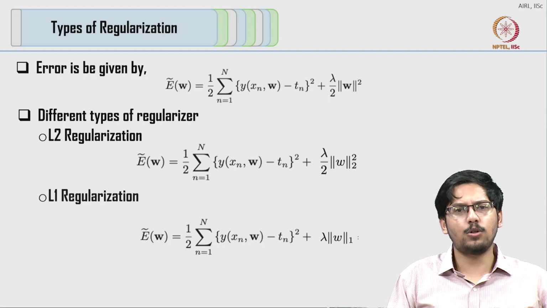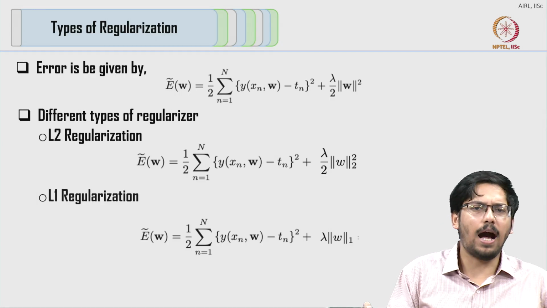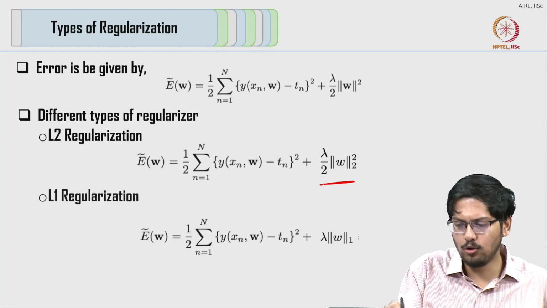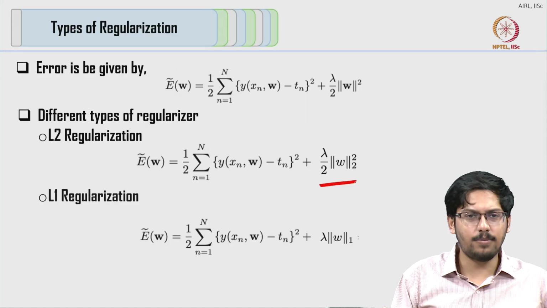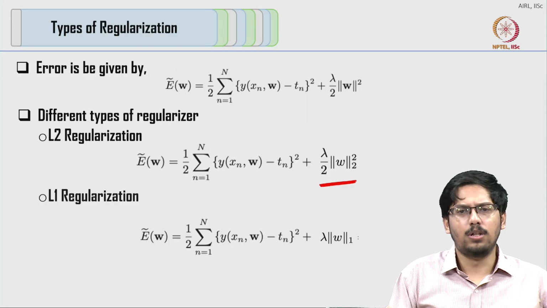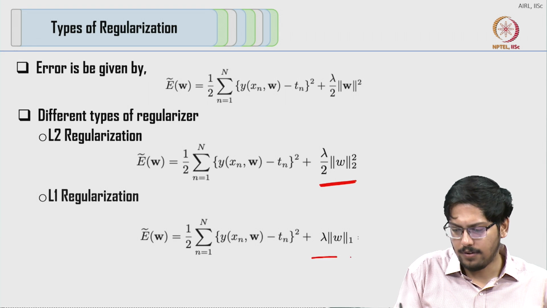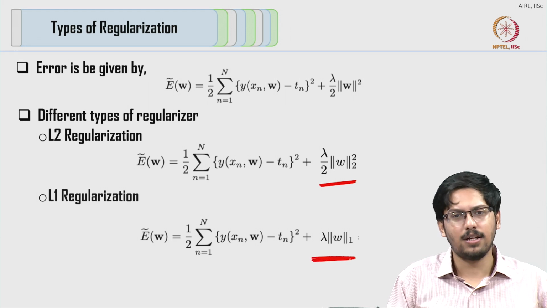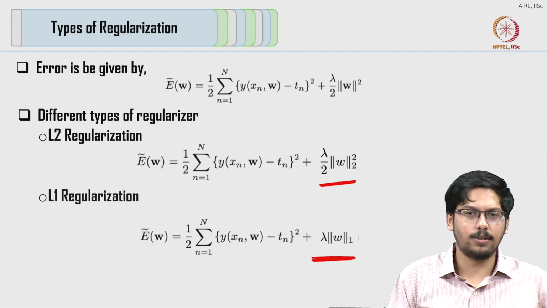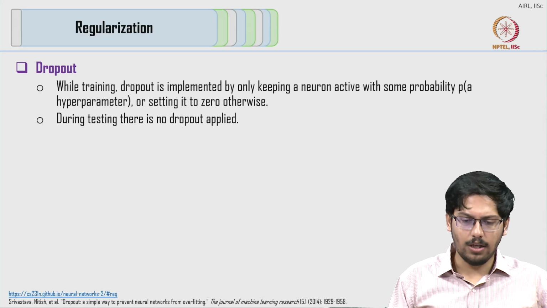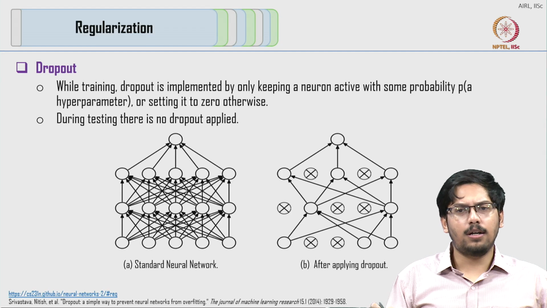Similarly, we could also have different types of regularization using either of the norms. We could just have an L2 norm, which is the error term plus lambda by 2 times the norm 2 of the weights, or we could just have an L1 regularization, which is essentially what we saw earlier.